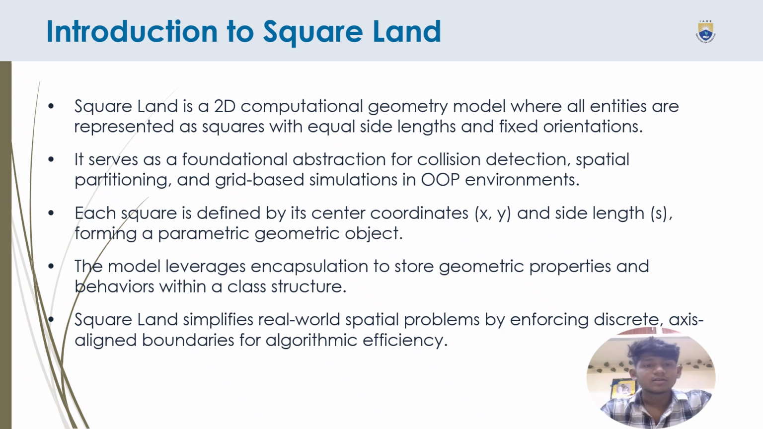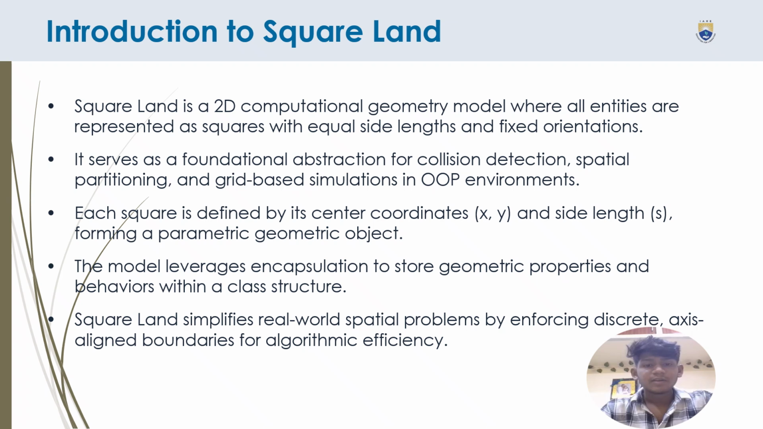Introduction to Square Lane. Square Lane is a 2D computational geometry model where all entities are represented as squares with equal side lengths and fixed orientations. It serves as a foundational abstraction for collision detection, spatial partitioning, and grid-based simulations in an OOPS environment.